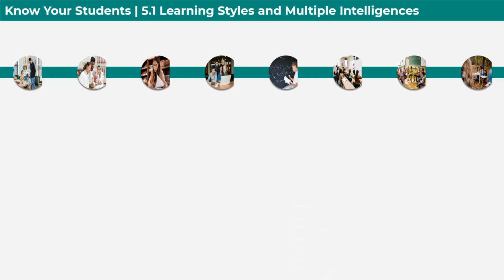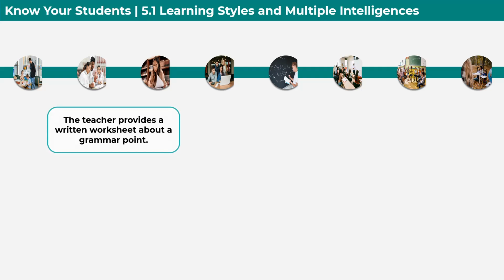There are several activities which can be used to teach grammar. I will comment on each one of them, while identifying which kind of learner the activity would work best for. The teacher provides a written worksheet about a grammar point. This is a classic classroom or homework activity which works best for linguistic learners. Information is transferred through writing, and the focus is on language, so the linguistic learner will be completely comfortable with this activity.